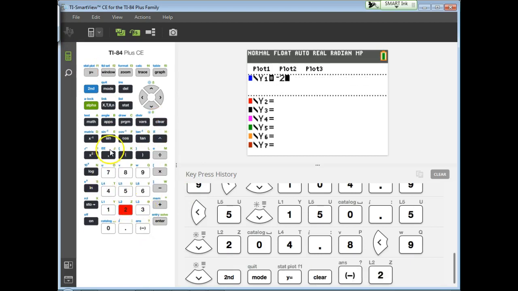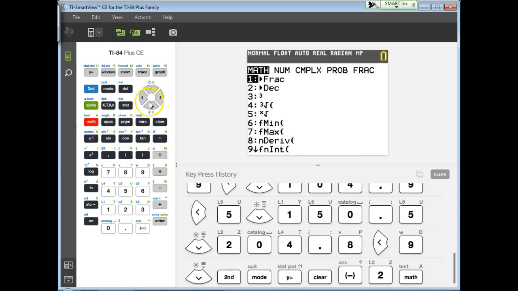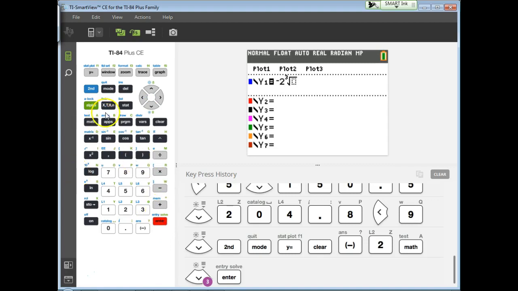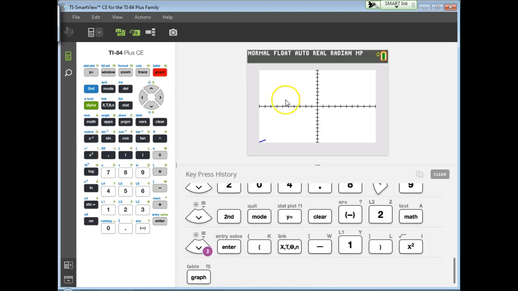Remember, the cube root feature can be found in your math menu. And then make sure the quantity x minus 1 squared is underneath the radical. You're going to get something that looks like that. Because of the nature of the function, we can assume that there are arrows on both ends of these little blue lines here.